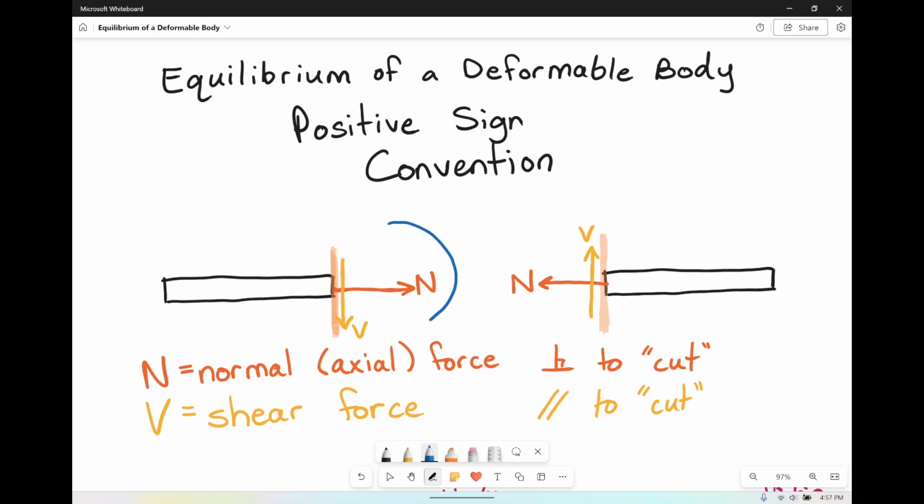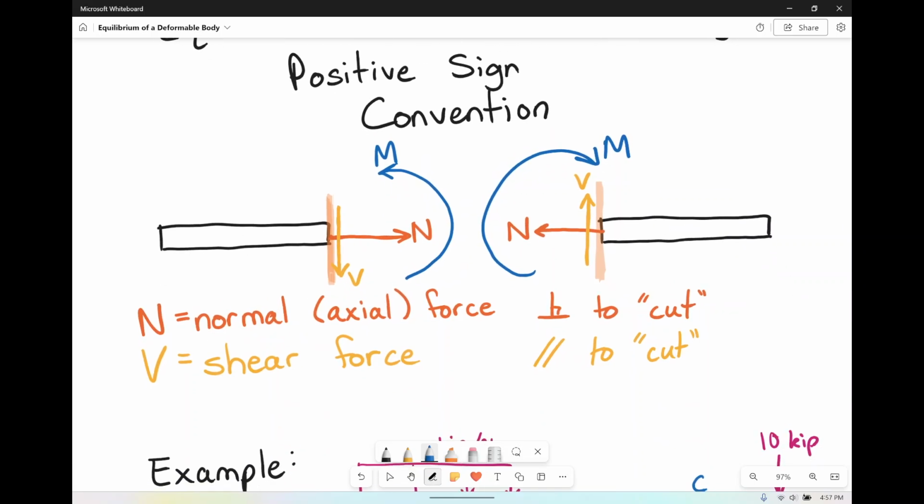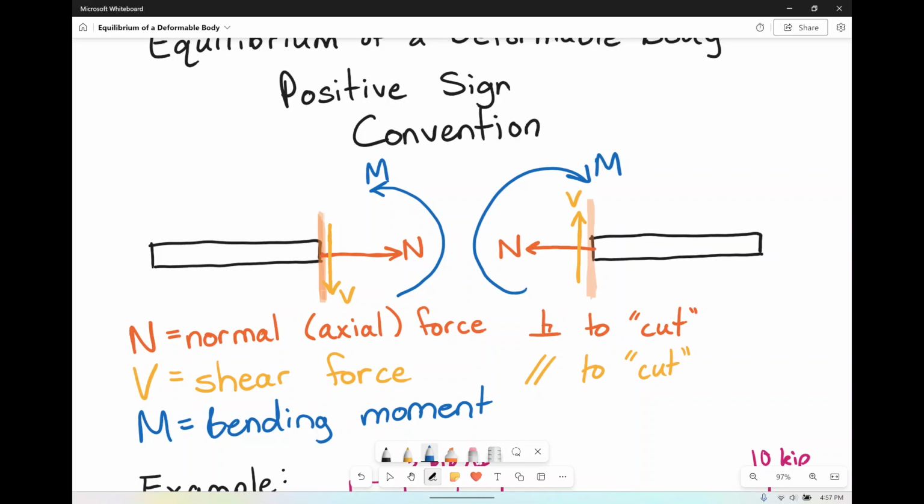And lastly, what we have is the moment. And the moment is going to be going counterclockwise when you're on the left half, and clockwise when you're on the other half. So lastly, we have M, which again is just bending moment, and that's not changing in the slightest. So those now are our forces. Remember that that's the positive sign convention for it, and they're equal and opposite, as you can see, else the member would not be in a state of equilibrium.